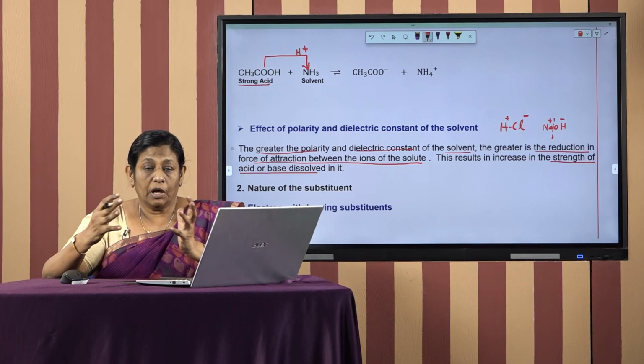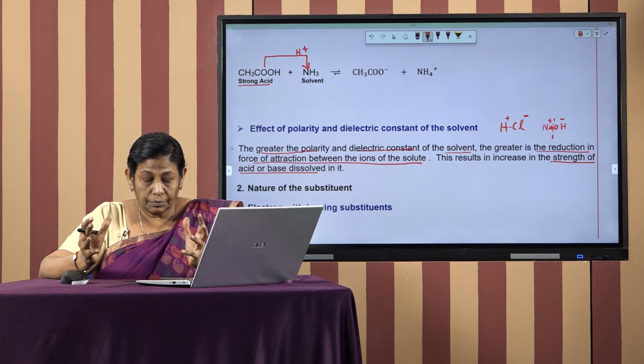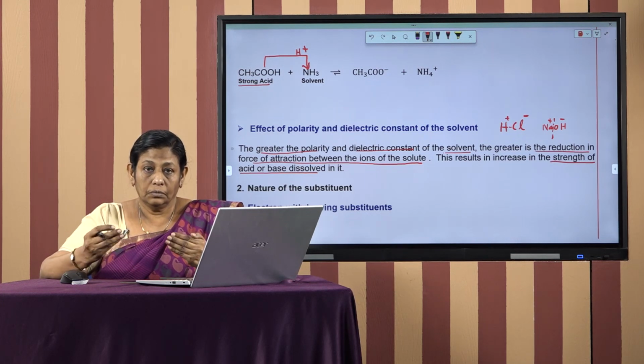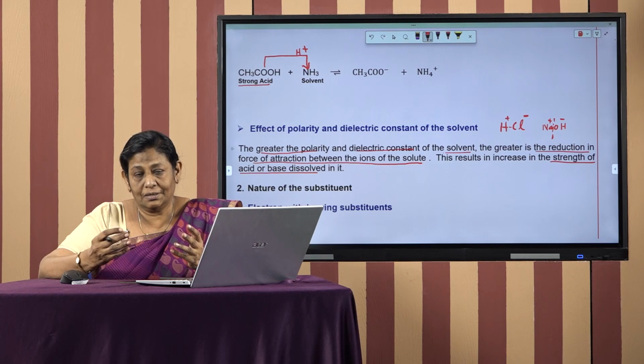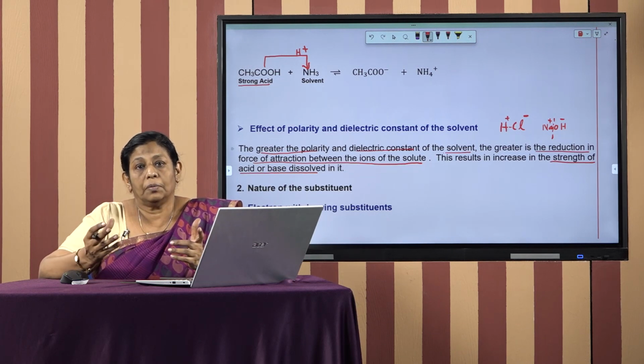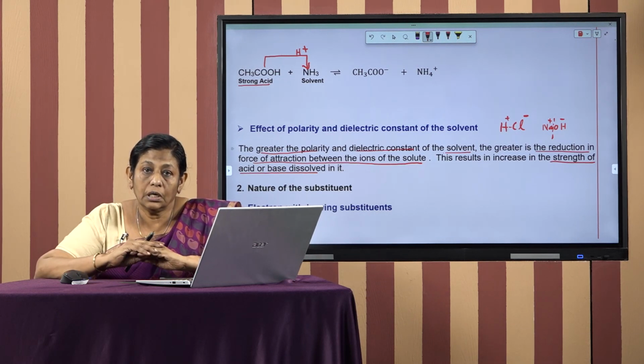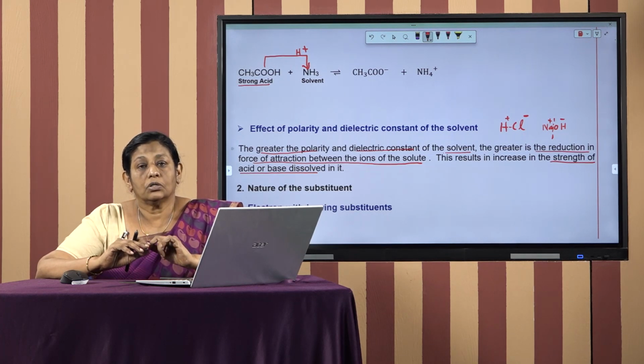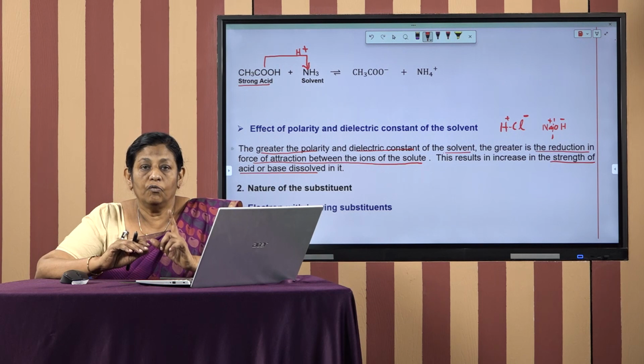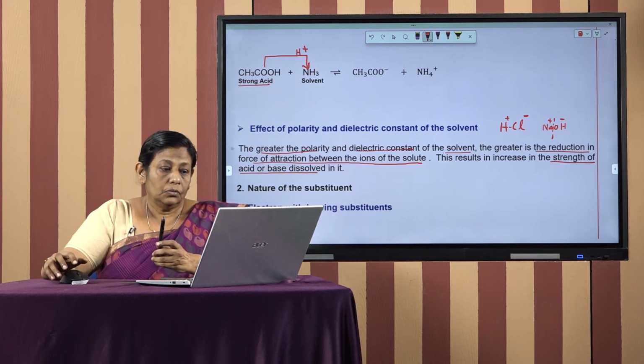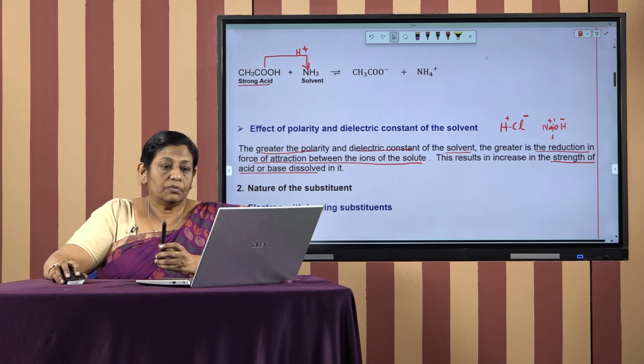So, if the polarity of the solvent is greater, acid becomes a stronger acid. Base becomes a stronger base because it can readily donate its ions. Okay. So, polarity or dielectric constant of the solvent also determines whether an acid is a stronger or weaker one. Okay. Next is nature of substituent.